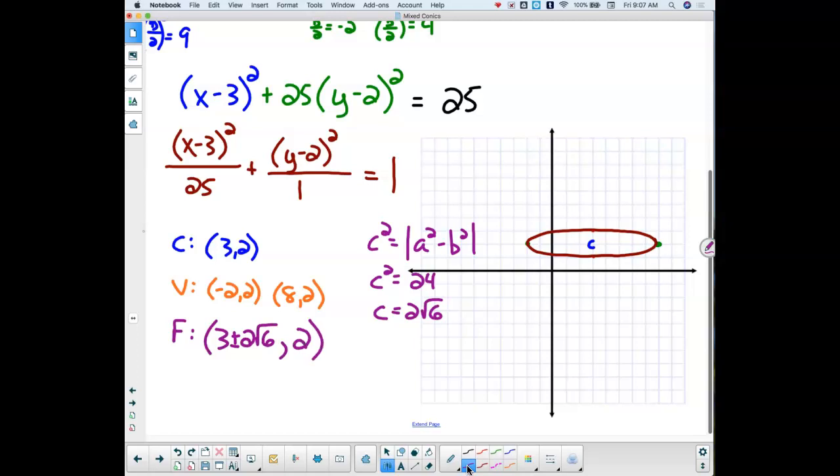Question. What's up? If we're on a test, we can write it as 3 plus or minus 2 square root 6, 2. We don't have to write them as two separate points. Correct. But not as 3 plus or minus the square root of 24. You just got to simplify it all the way through. Good?